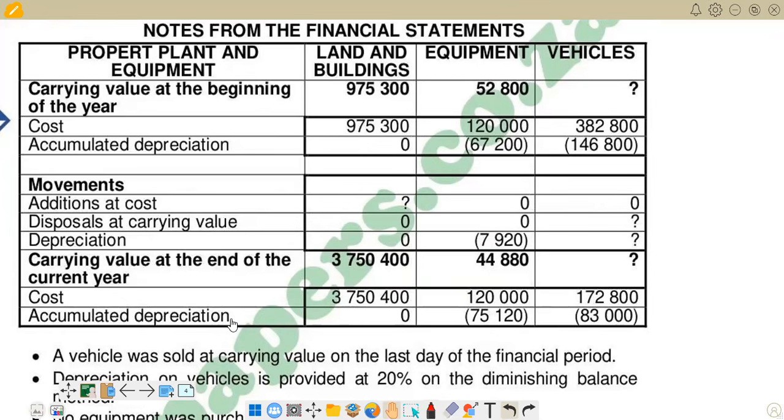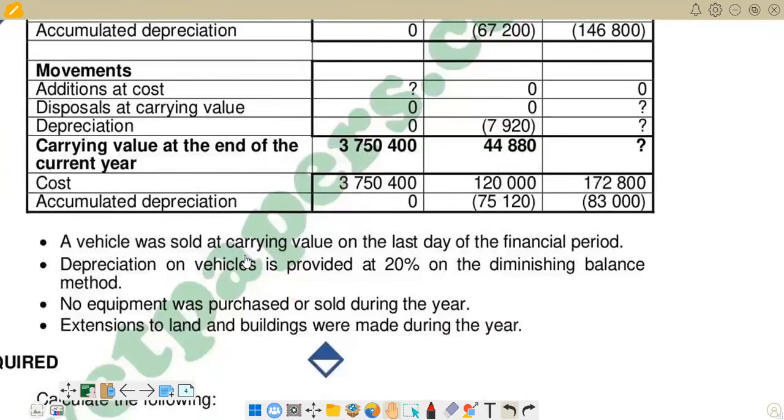But if you move down that note, you'd see that the first point is saying a vehicle was sold at carrying value on the last day of the financial period. That is going to affect the disposal part. Then depreciation on vehicles is provided at 10% on the diminishing balance method. And then no equipment was purchased or sold during the year. You see, there's an instruction that no equipment was purchased or sold, but extensions to land and buildings were made during the year. So the note is giving us a hint that the purchase took place in the land and buildings.